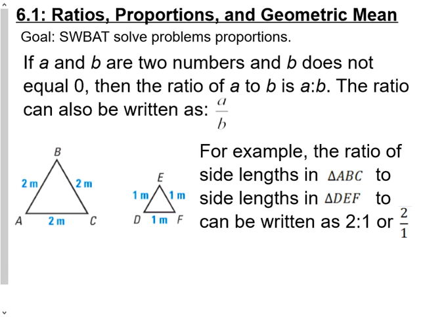So if A and B are two numbers and B does not equal 0, then the ratio of A to B is A to B. Sounds pretty self-explanatory there. The ratio can also be written as A over B. They can also be simplified similar to fractions.